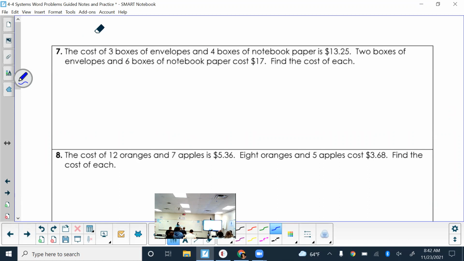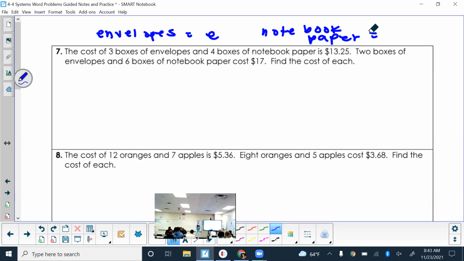So envelopes, we need to define our variables. What variables do you want to use for envelope? E, good, E for envelope. And then 4 boxes of notebook paper. So that's the other thing we want to find the cost of. Our unknown, what letter do you want to use for that? N, or P, whatever you want. But first define your variables.